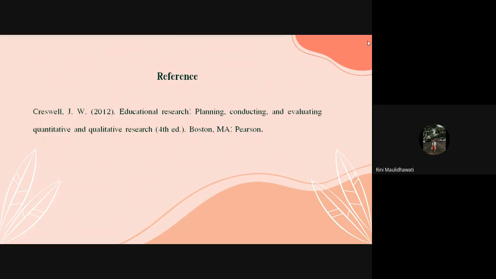This is the reference, our member, from Creswell, Educational Research: Planning, Conducting, and Evaluating. So that's all the conclusion from our member. I will come back as moderator.